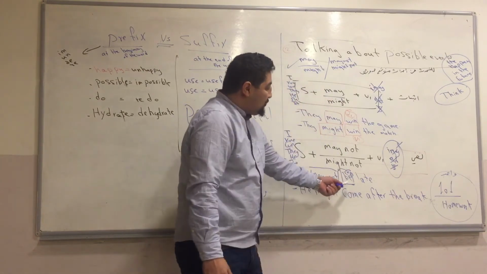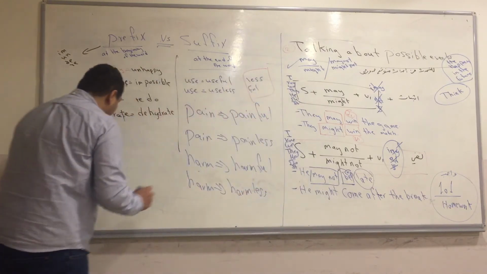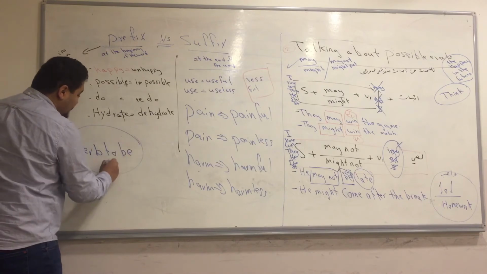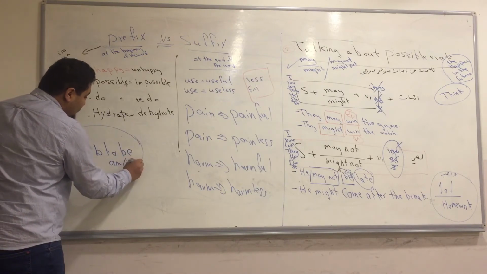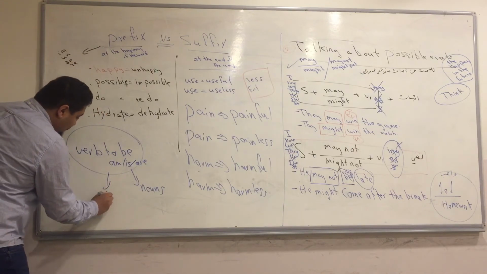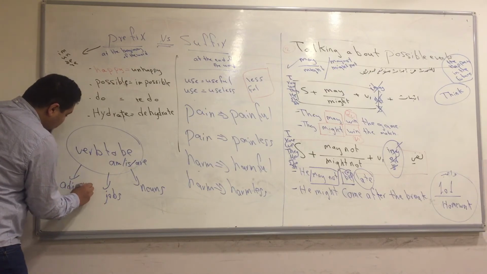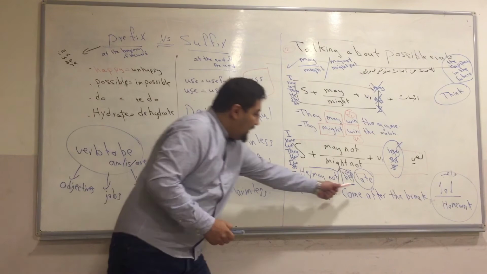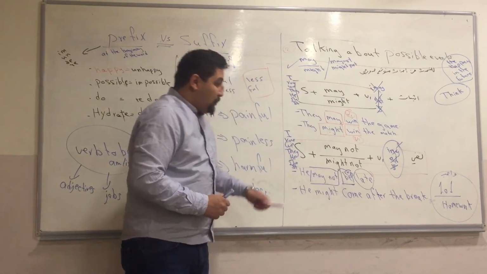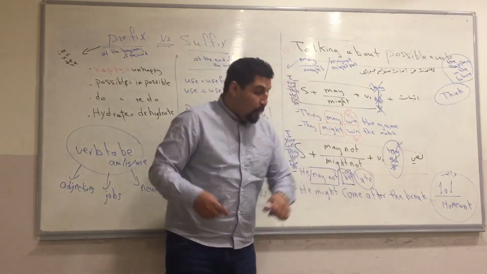If you ask why we use be here, it's because late is an adjective. When do we use verb to be? Verb to be, which is am, is, are. We use verb to be with nouns, jobs, and adjectives. Alright? So, late here is an adjective, that's why we use be. As we said, after may not, might not, may or might, we use verb 1.